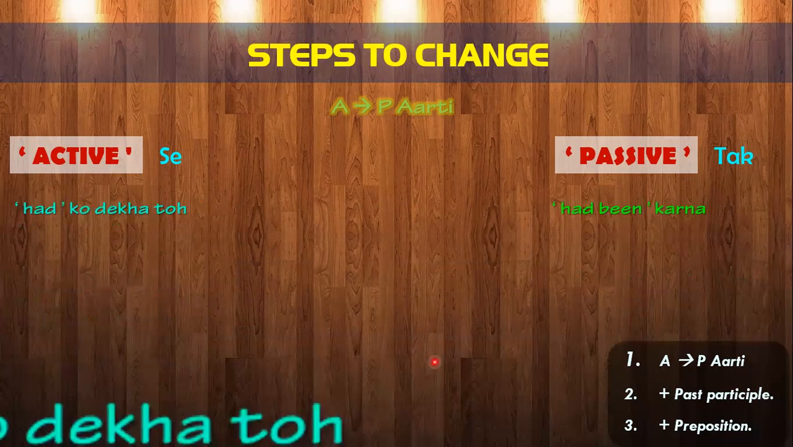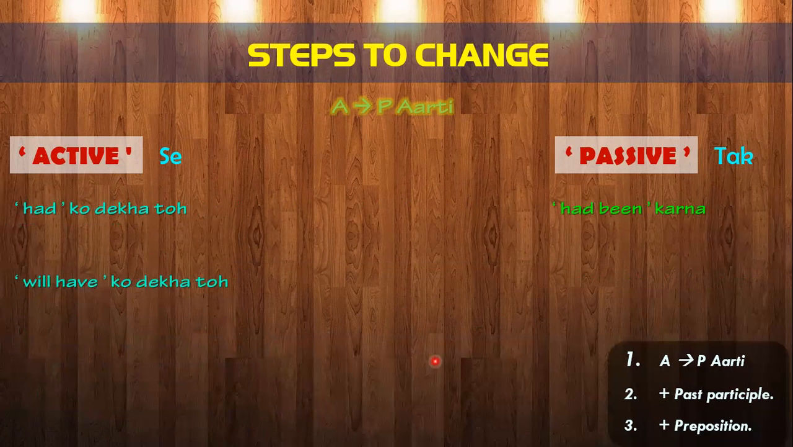Same goes with the next one. Had को देखा तो had been करना. Will have को देखा तो will have been करना. जय देव जय देव.